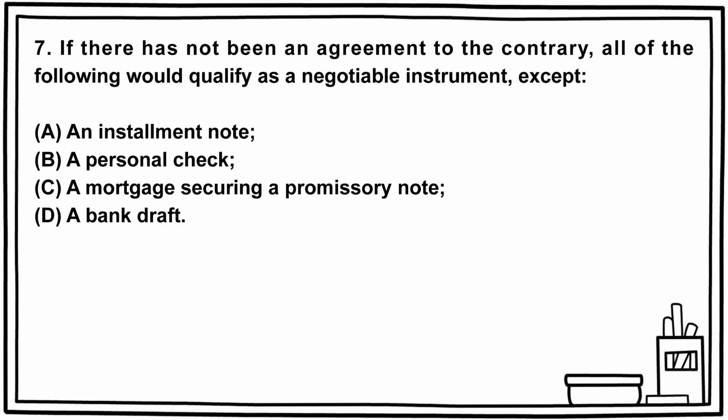7. If there has not been an agreement to the contrary, all of the following would qualify as a negotiable instrument, except: A. An installment note. B. A personal check. C. A mortgage securing a promissory note. D. A bank draft.